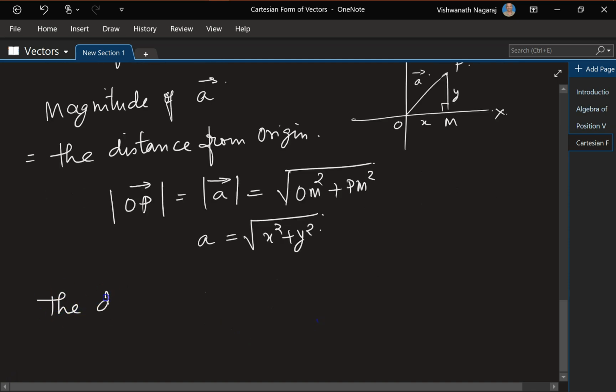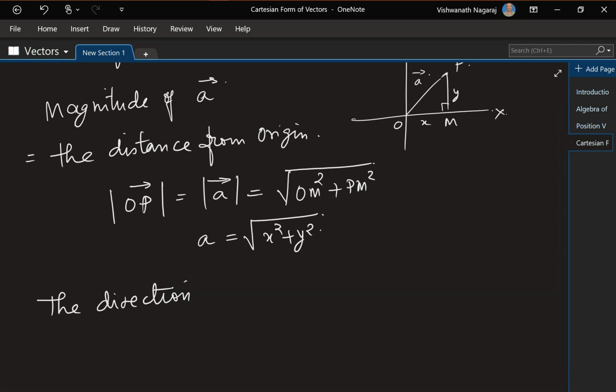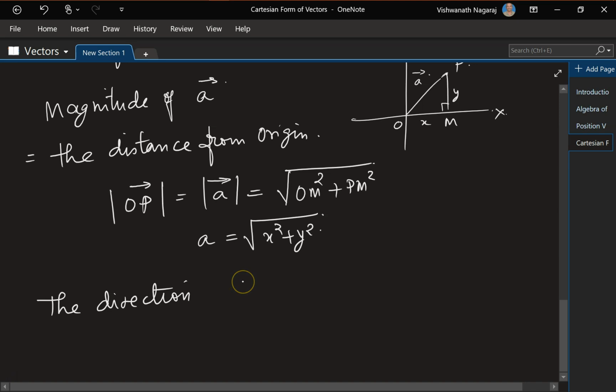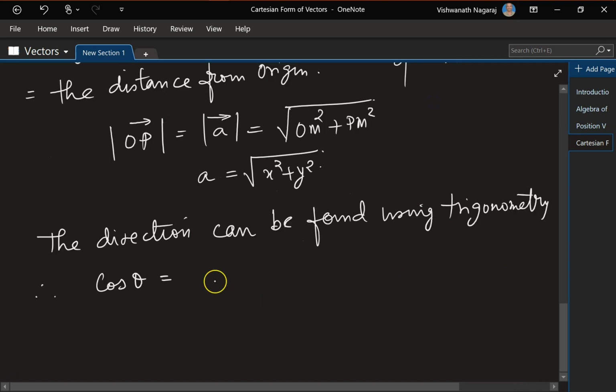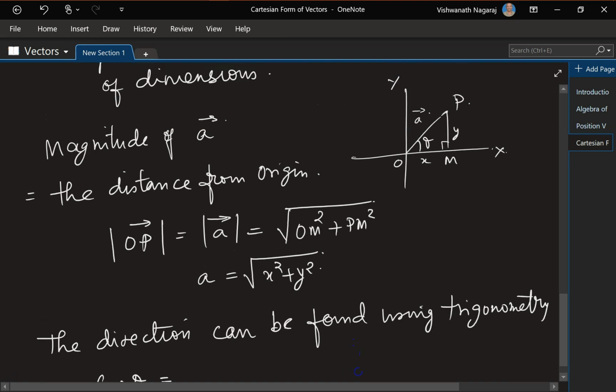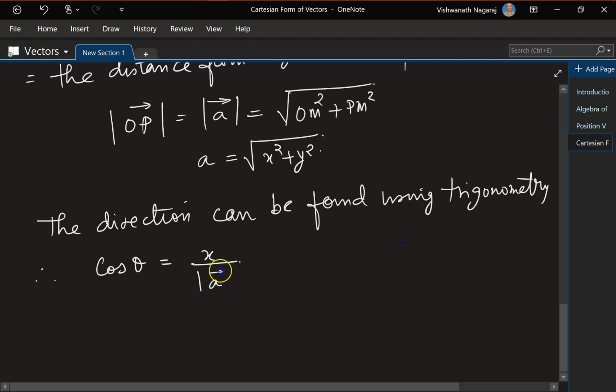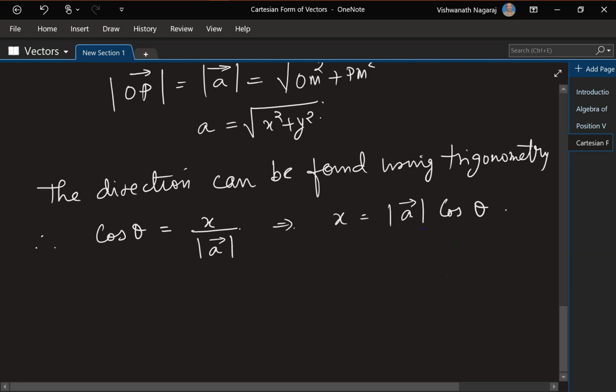The direction, see, we have found the magnitude of OP, of vector A. Now the other aspect is the direction. So the direction can be found using trigonometry. So let's say there is an angle theta. Cos theta is equal to adjacent side by hypotenuse. So x by the magnitude of A. So which implies that x is equal to magnitude of A cos theta. So we got the x value.